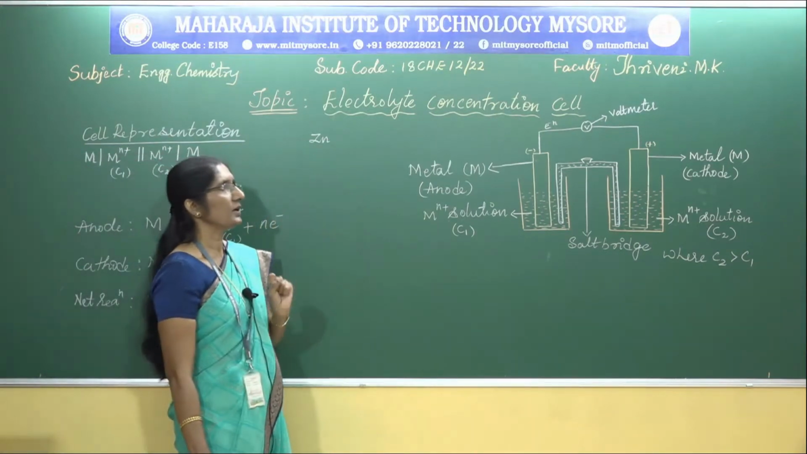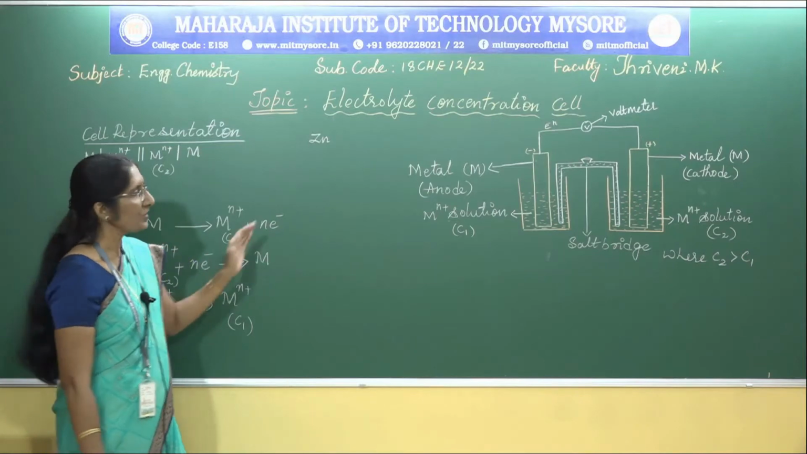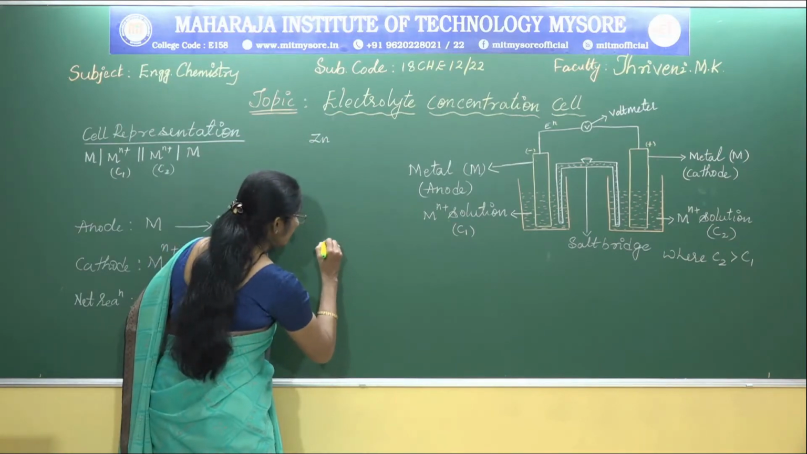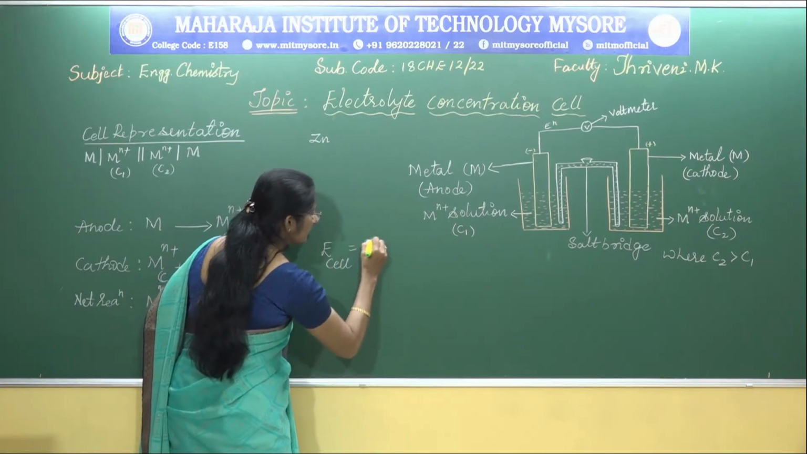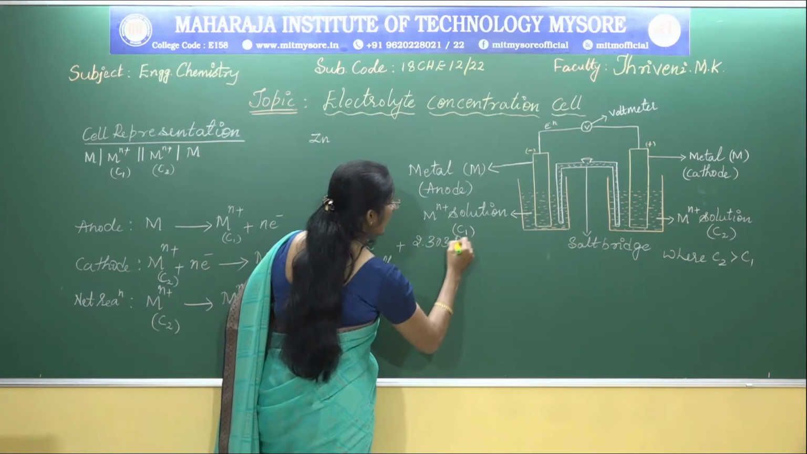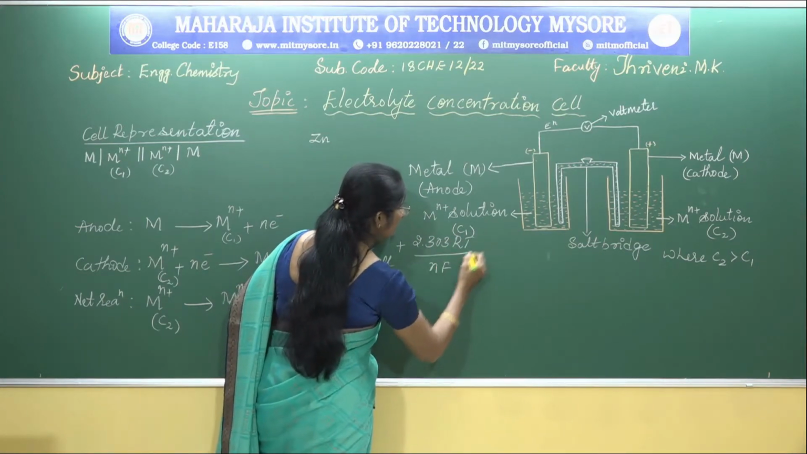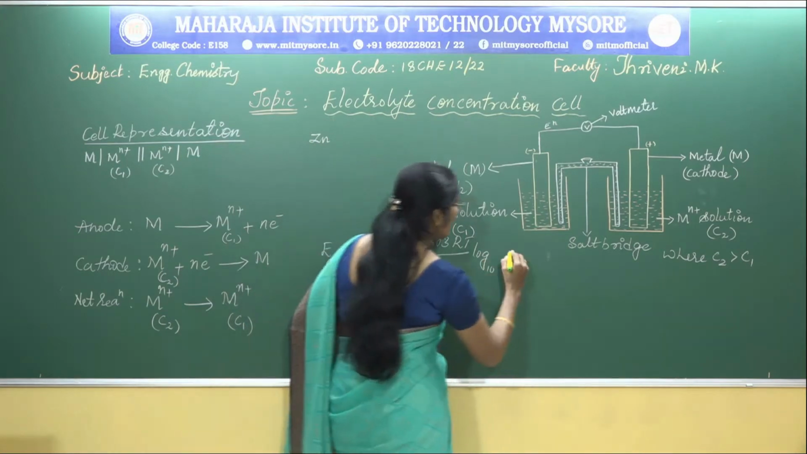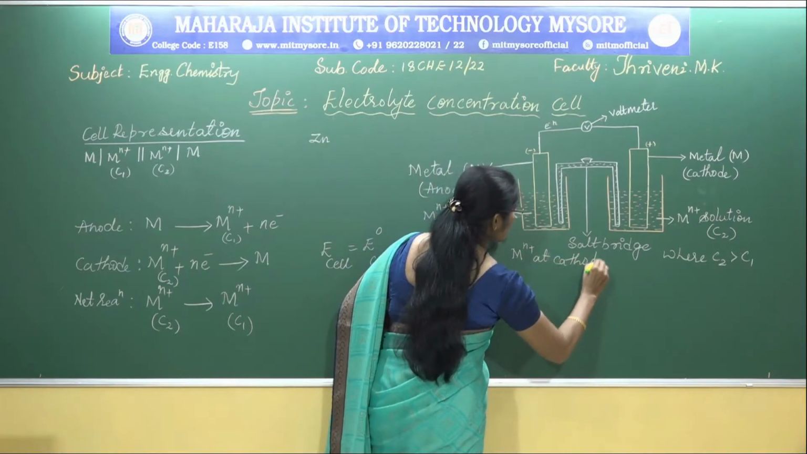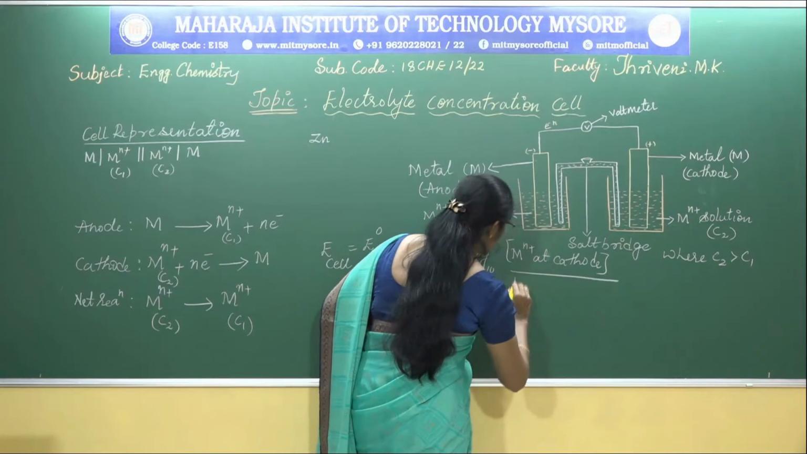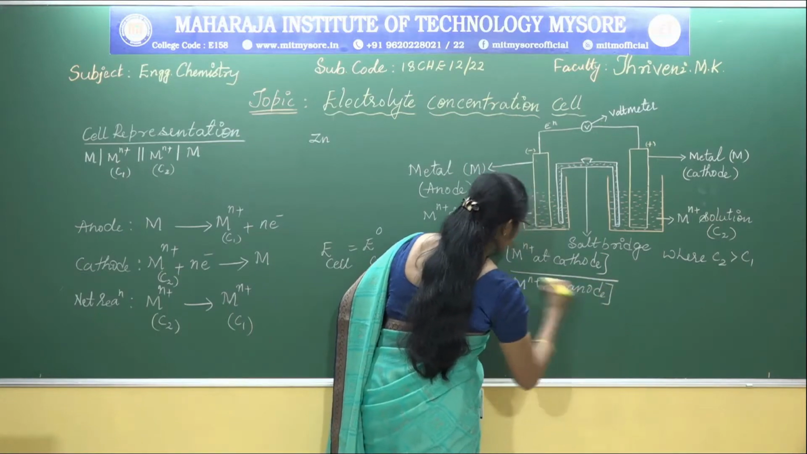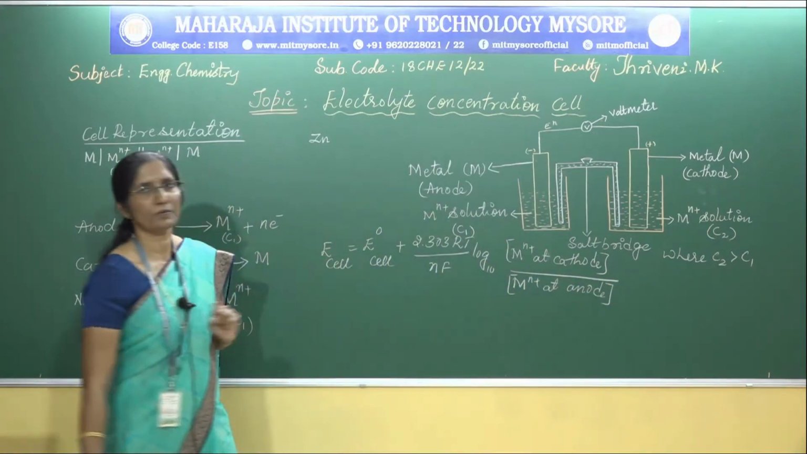Then how is the EMF of an electrolyte concentration cell calculated? What is the general representation for the EMF of a galvanic cell? It is E cell is equal to E naught cell plus 2.303 RT divided by nF log base 10 of the concentration of metal ion at the cathode divided by the concentration of metal ion at the anode. This is the general representation for the EMF of a galvanic cell.